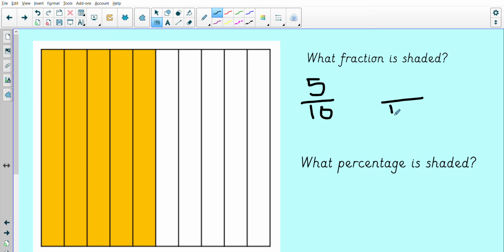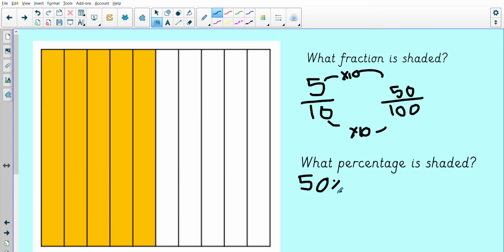So how am I going to do that? Well, again, to get from 10 to 100, I multiply by 10. I have to do the same to my numerator as I've done to my denominator. So I have to multiply my numerator by 10 as well. 5 times 10 is 50 out of 100, which is 50%.